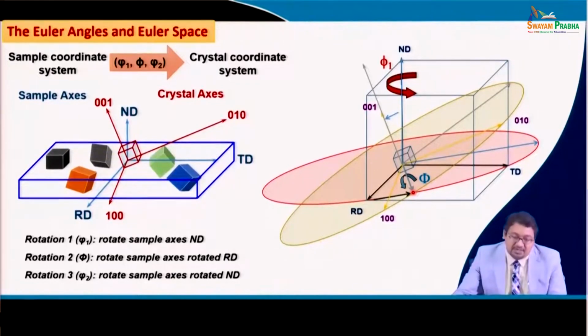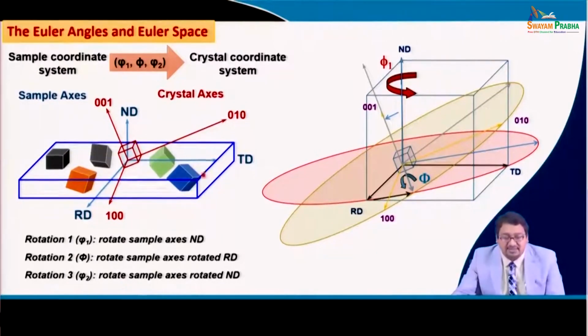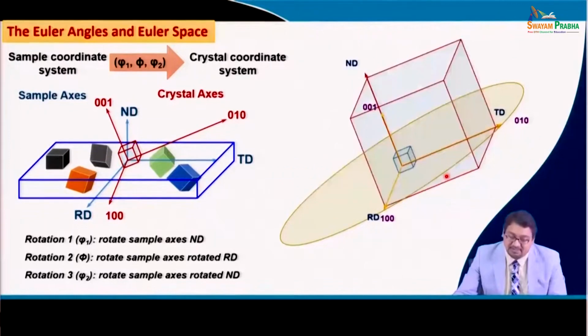Now, we give the phi 2 rotation, which is again using the right hand thumb rule, and it is given on the N d. So, as this is the new N d, the rotation is given, and this is the right hand thumb rule, and you see what happens: the R d and the T d are now rotated so that they meet the 1 0 0 and the 0 1 0, so that the sample coordinate system and the crystal coordinate system become the same.